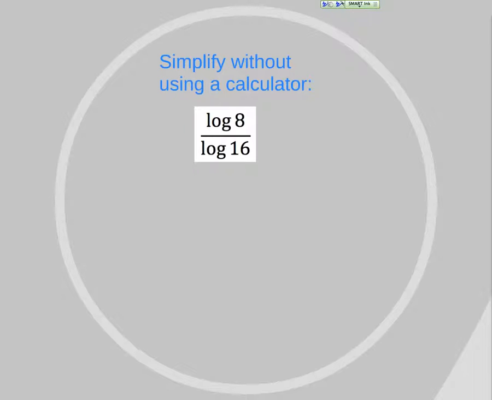So I'm going to go ahead and change them both. I'm going to change 8 to 2 to the 3rd power, and then I'm going to change 16 to 2 to the 4th power. Because now it's looking a little bit more similar, right? We still can't just cross things off quite yet.